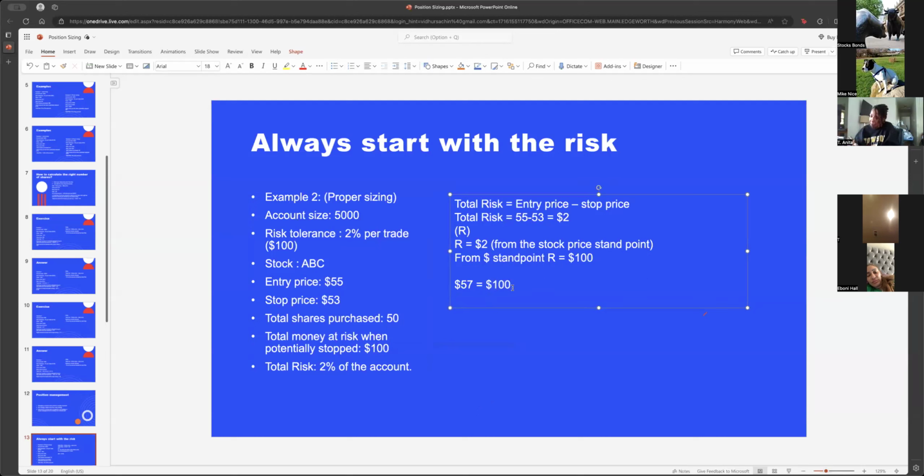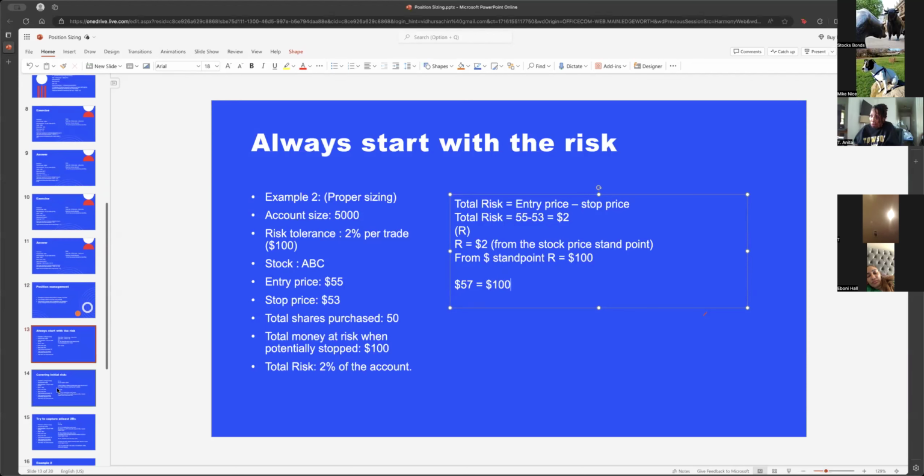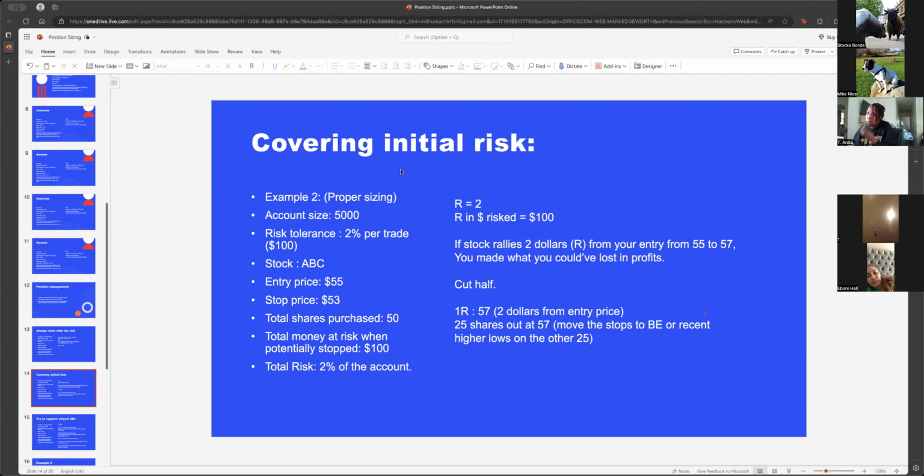This is when you trim half of your position. This is what we call covering the initial risk. So when this happens, let's move on to the next slide. Right here. So when this happens, you're going to cut half of your position. Your initial sizing is 50 shares. When you see this happen, you're going to cut 25 shares at $57.